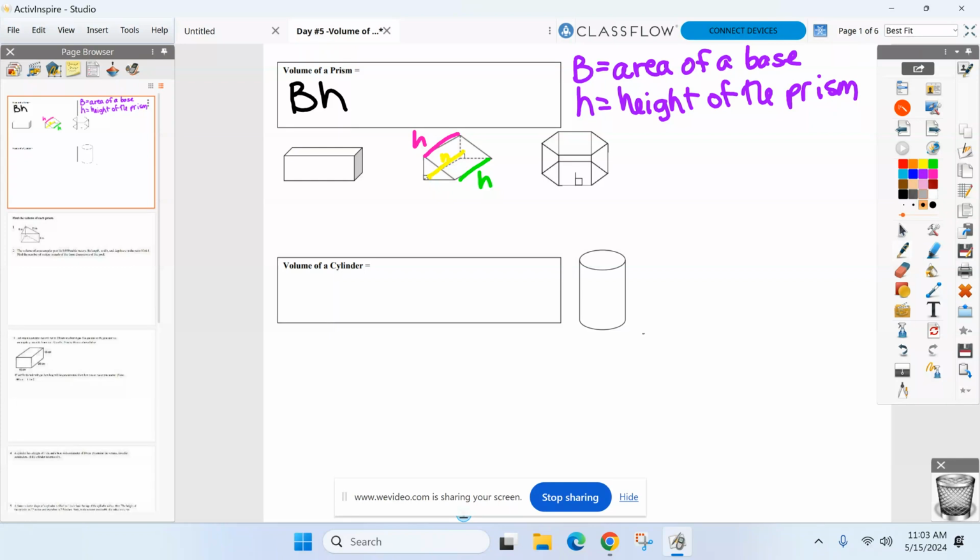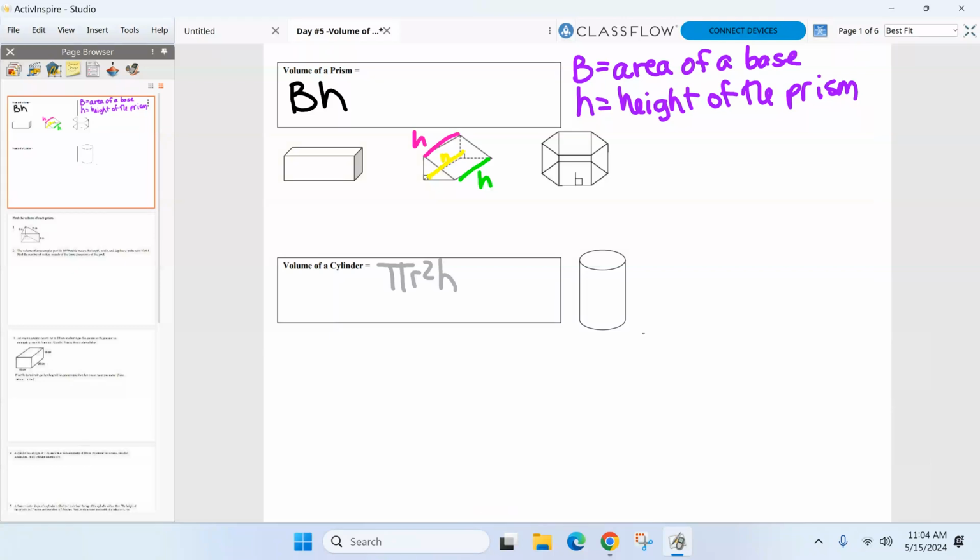All right, cylinder down below. You guys can go take a peek at your reference sheet if you want. It's still BH, except your reference sheet did you a favor and got a little more detail than BH. Why? What's the shape of a base in a cylinder? That's right, it's a circle. So instead of capital B being there, they plugged in the area of a circle for you. Yep, pi r squared times the height.